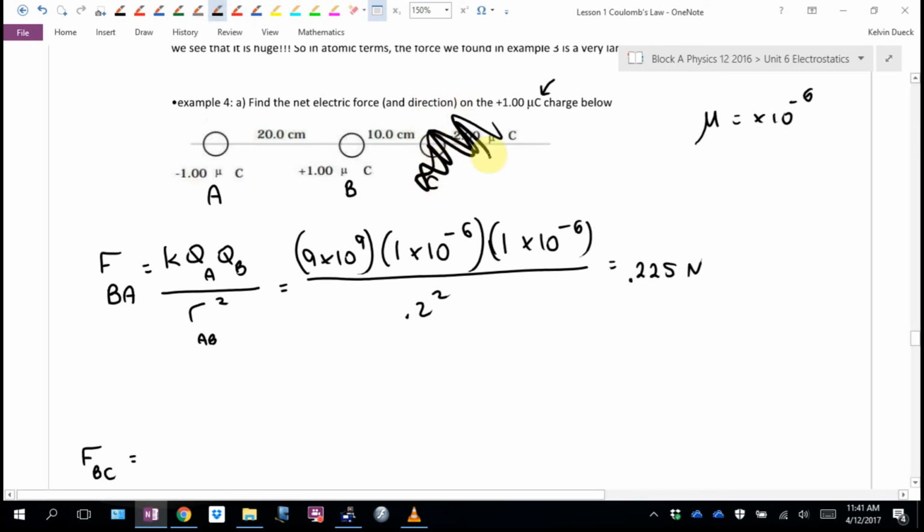Direction. So which charge do we want to find the force on? Ignore charge C. Pretend it's not there. Is B being pulled to the left or repelled to the right? Drake, these are unlike charges. What can you tell me about unlike charges? So that means B is getting pulled that way by charge A, which is to the left.